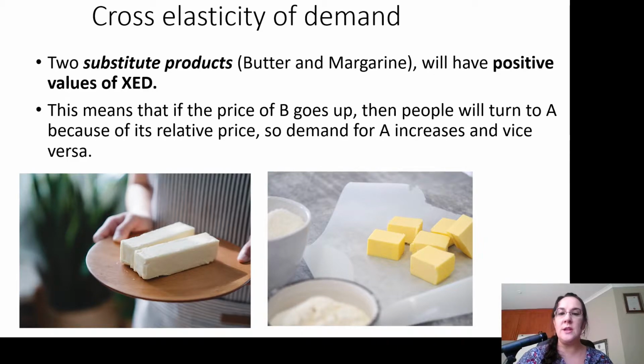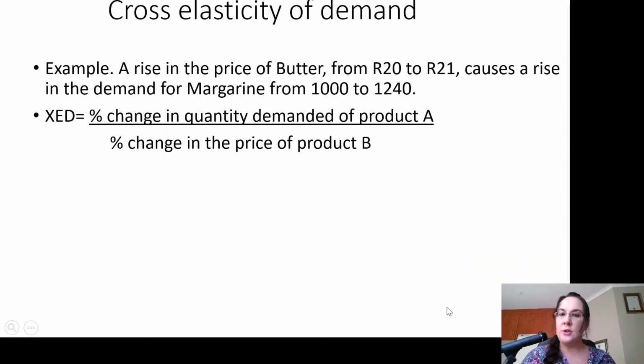This means that if the price of B goes up, then people will turn to A because of its relative price. So demand for A increases, and vice versa. If the price of butter goes up, then people will turn to margarine and the demand for margarine will increase. Let's look at an example of a substitute in terms of cross elasticity of demand.